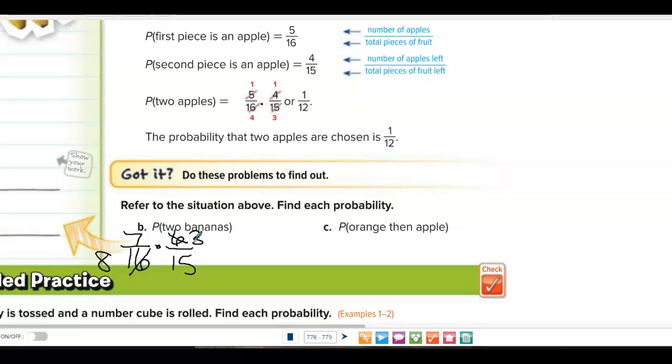So 7 times 3 is 21, and 8 times 15 is? It is 120. What is that as a decimal? It is 175,000. So it'd be 18%. 1800s, which is the same as 18%. So the first banana is pulled out, so then I have less to choose from for my second option.